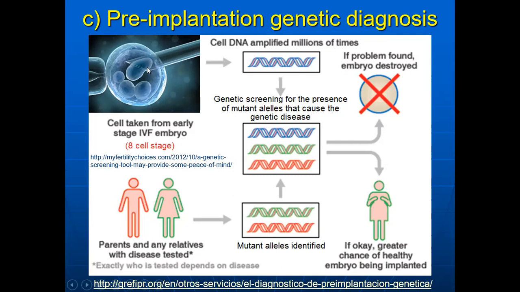At that time, you can actually withdraw one cell out from the morula, which is the embryo, and then do the genetic test on it. So this is called embryo biopsy. Okay, embryo biopsy means taking a cell out to test for this DNA. So if you discover that this embryo has got the defective allele, we will destroy it. We will not introduce it to the mother. So this is called pre-implantation genetic diagnosis.